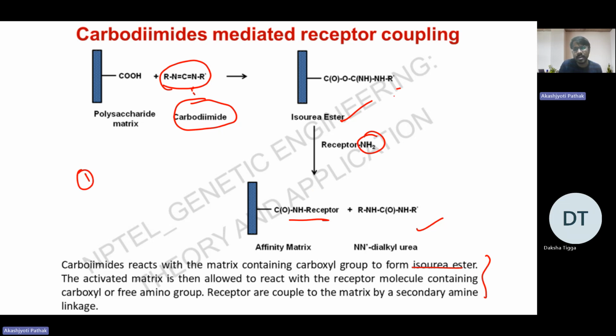So this is the matrix activation step. Matrix activation is where you treat the matrix with a particular chemical. And then after that, in the next step, you are adding the receptor. Your receptor will go and attach to your matrix, and then you will do matrix inactivation, so that the other molecules get inactivated, and only your receptor remains.